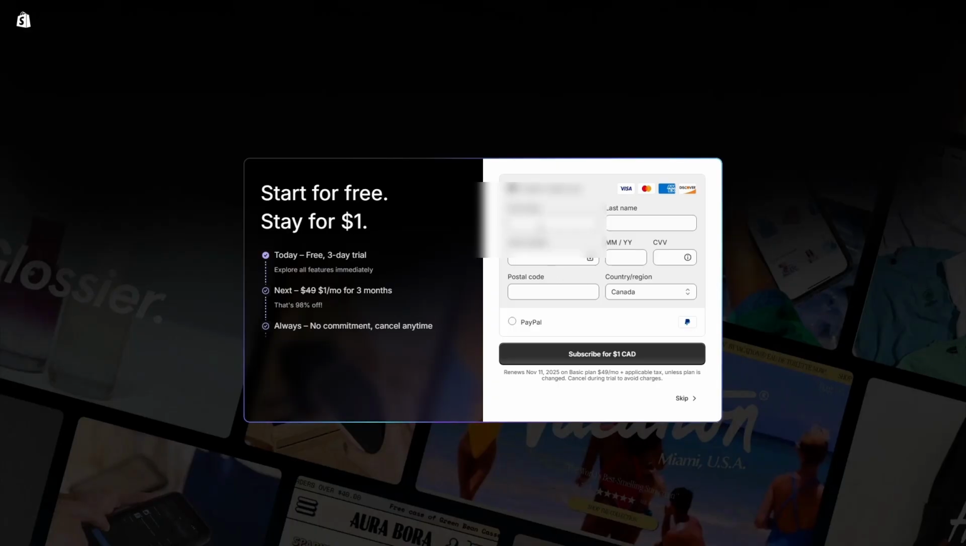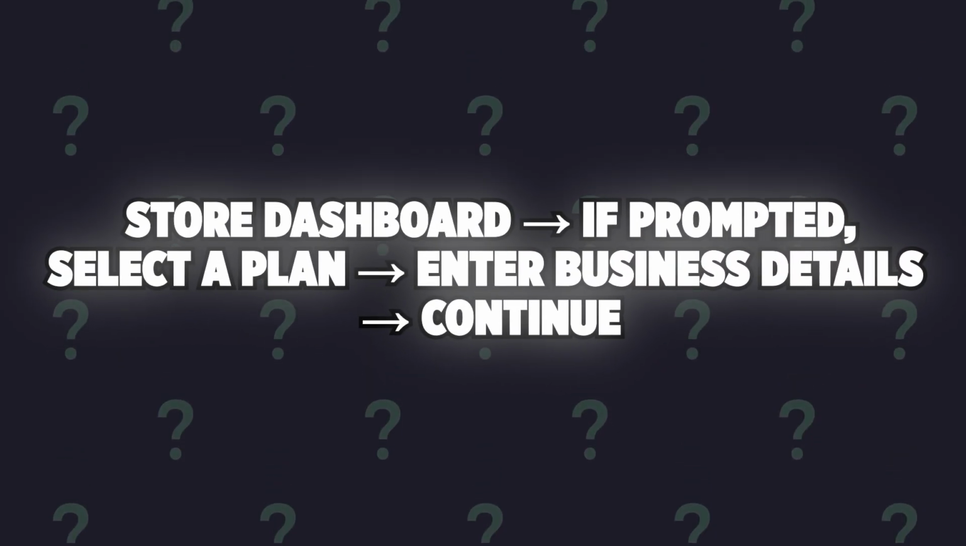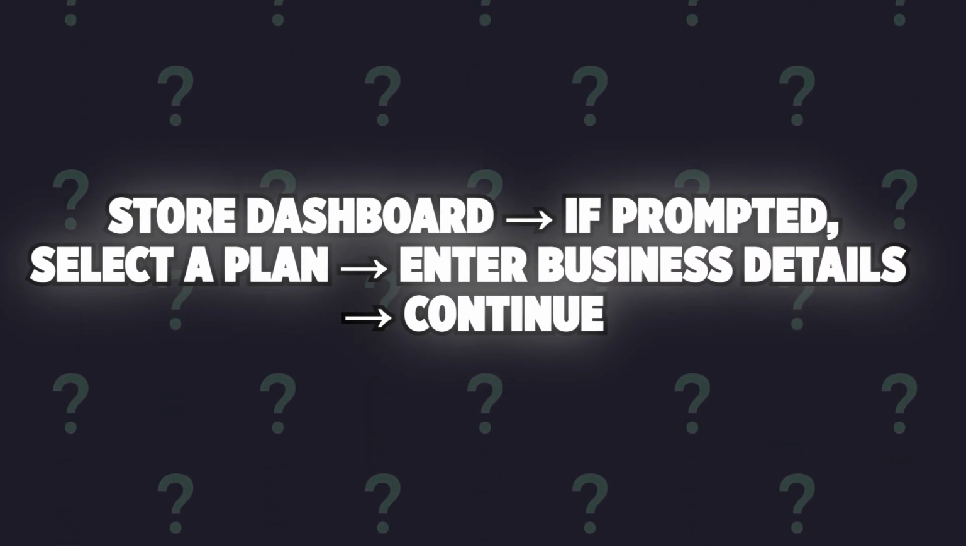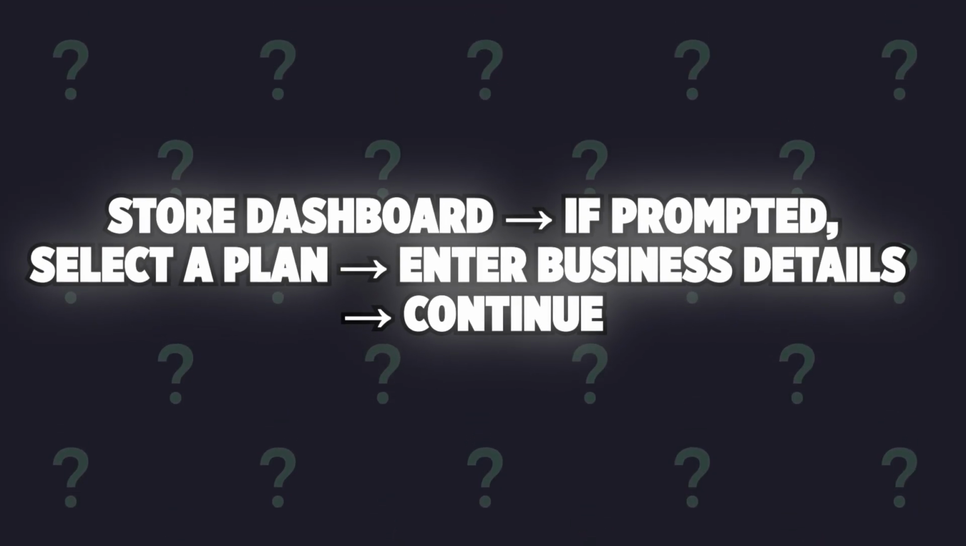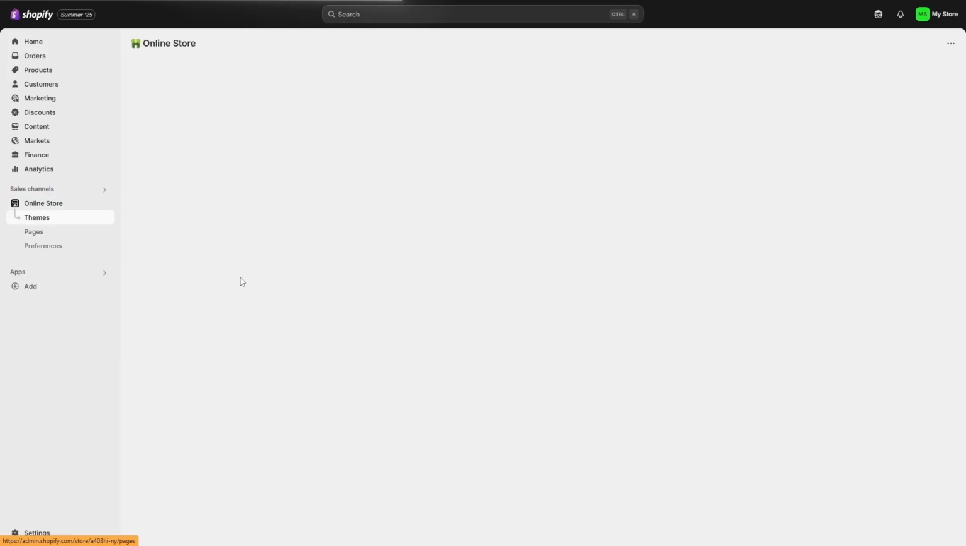Create an account, head to your store dashboard, and when prompted, select a plan, enter the business details, and continue. Head to online store, followed by themes.